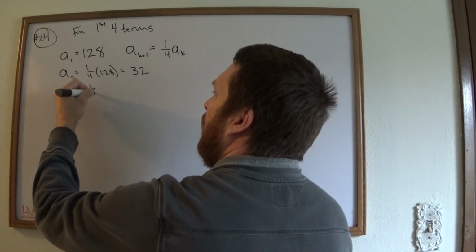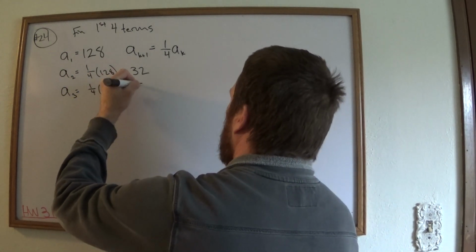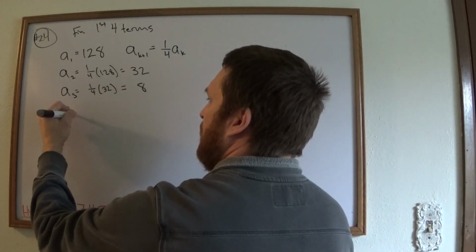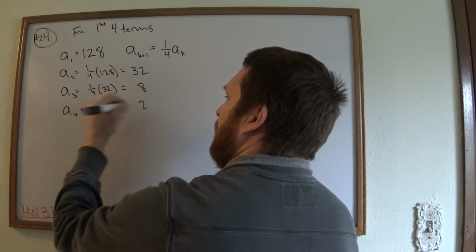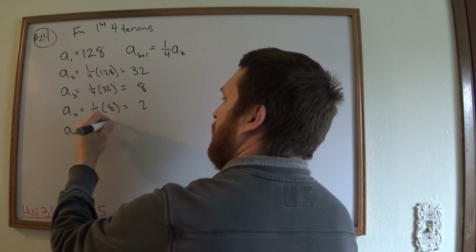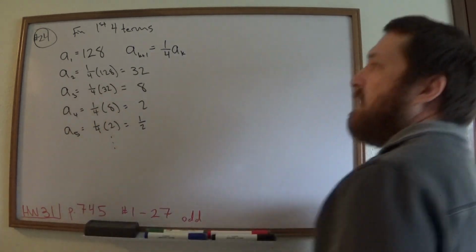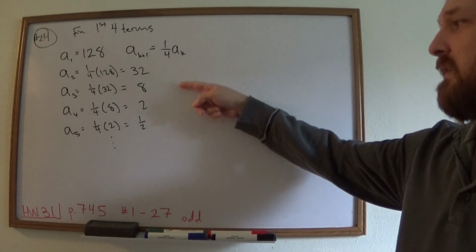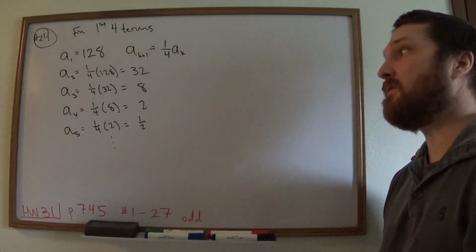And so then A3 is 1/4 of 32, which is 8. A4 is 1/4 of 8, which is 2. That was the fifth one. 1/4 of 2, which is 1/2. And so on. Now here's the thing. It looks like it's converging to 0.